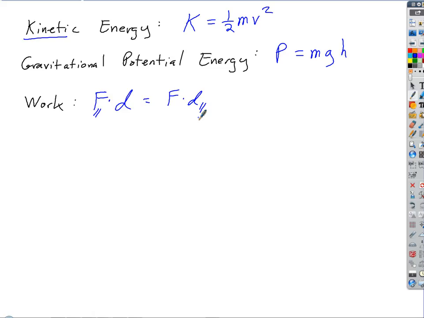Or, even better than that, we ended up with the formula, okay, there you go, that's convenient. W = F d cosine theta, where theta is the angle between the displacement and the line of force, right? And so we looked at some examples.